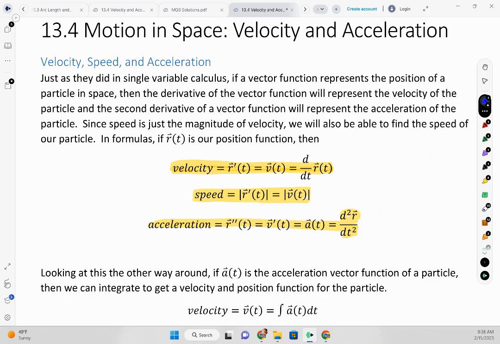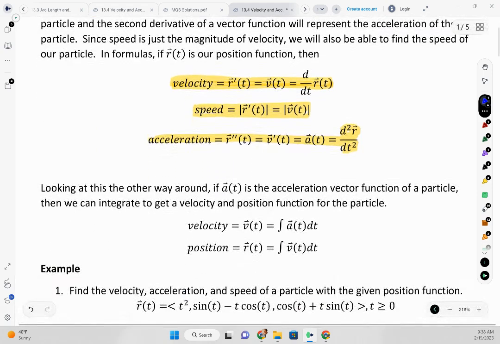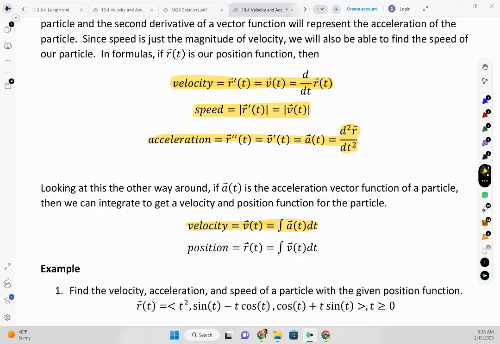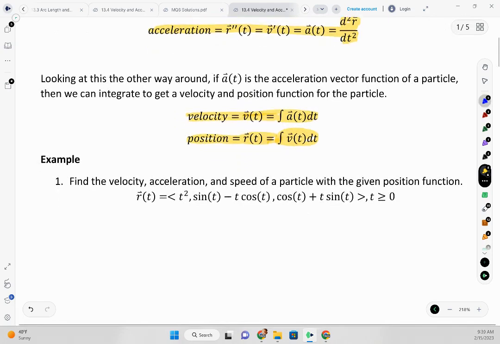Now, if we were to look at this in the opposite way, let's say that we started with an acceleration vector, and we know that it's the acceleration of a particle, then we should, in theory, be able to integrate the acceleration vector in order to come up with the velocity vector. And similarly, if we integrate the velocity vector, then that's going to give us our position vector. Okay, so we're going to do a little practice going back and forth with these.